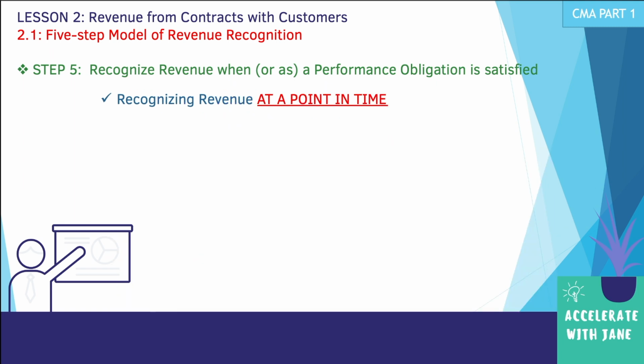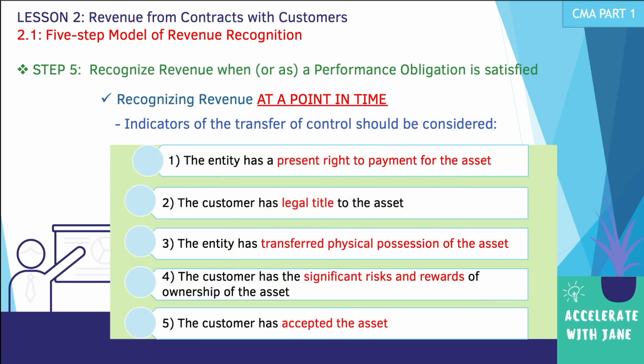Now let's proceed to the second method, that is recognizing revenue at a point in time. So here are the indicators of the transfer of control which should be considered. First, the entity has a present right to the payment for the asset. Second, the customer has legal title to the asset. Third, the entity has transferred physical possession of the asset. Fourth, the customer has the significant risks and rewards of ownership of the asset. And fifth, the customer has accepted the asset. In these five criteria, we can say that revenue can be recognized at a point in time.